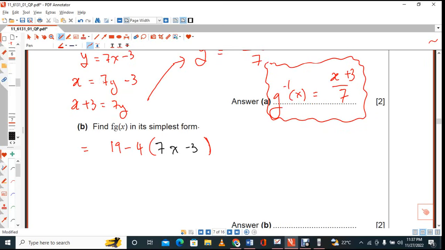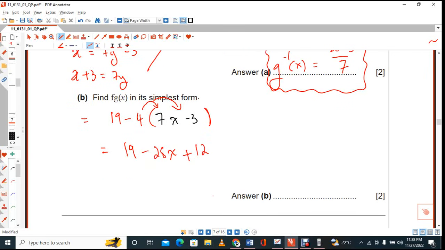Okay, so I'm going to multiply out. So definitely I'm going to have 19 minus, now you have the 4 times that is minus 28x. And then you have the 4, that's a positive now, 12. And then you have 19 plus 12, which you must now know is 31. So my final answer will be 31 minus 28x. Or you can have the negative 28x in front. It's still the same thing.